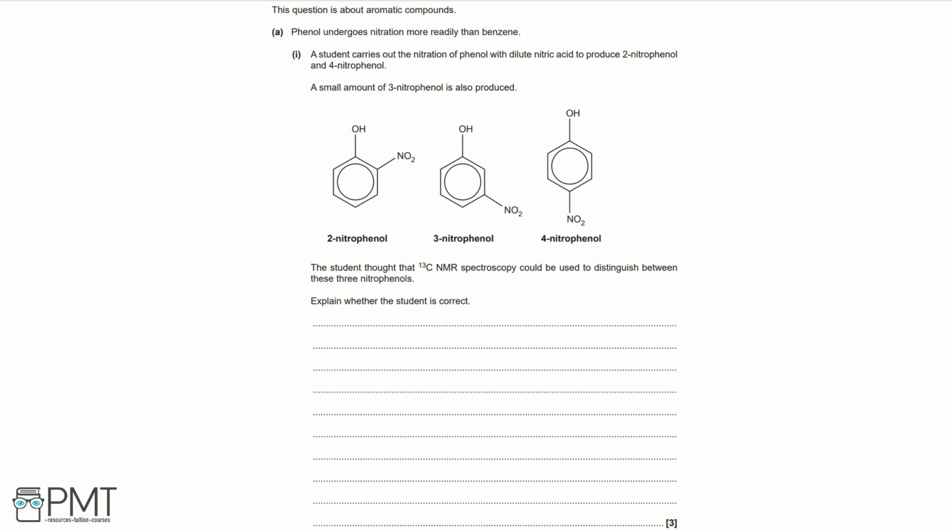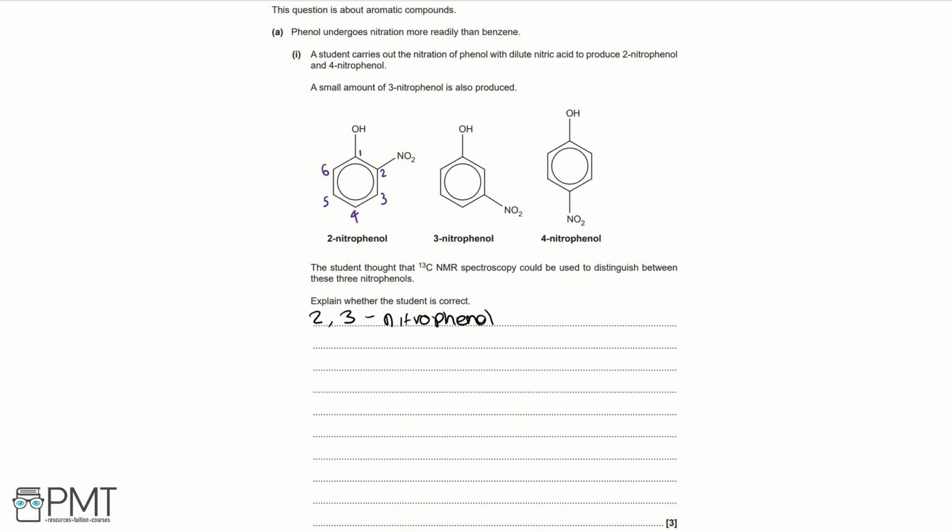The student thought that carbon-13 NMR spectroscopy could be used to distinguish between these 3 nitrophenols. Explain whether the student is correct. Let's start by identifying the number of carbon peaks in 2 and 3-nitrophenol. If we start with 2-nitrophenol, we've got 1, 2, 3, 4, 5, 6, because it's an unsymmetrical compound. So it's got 6 carbon peaks.